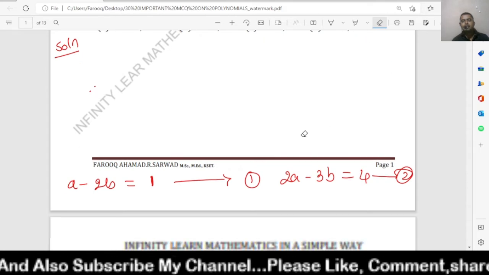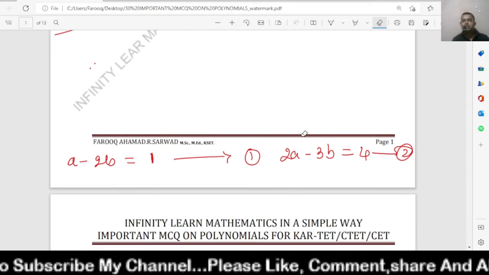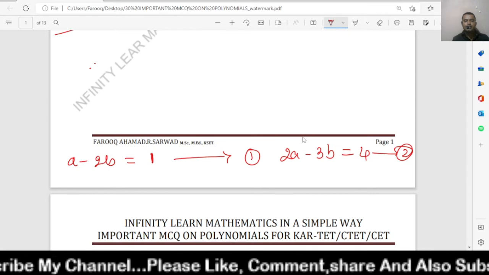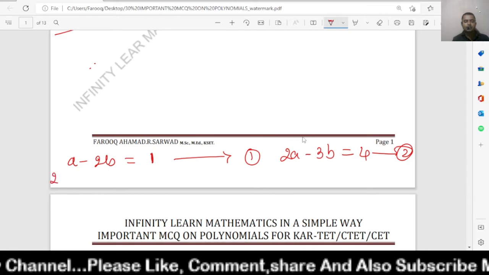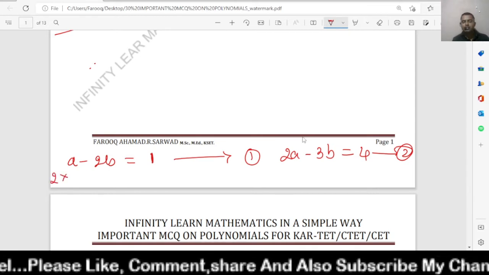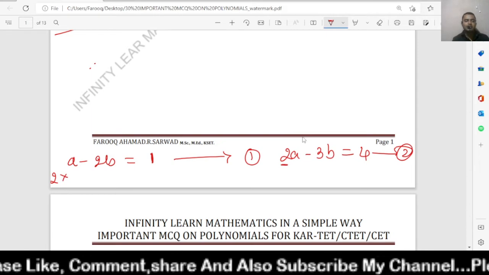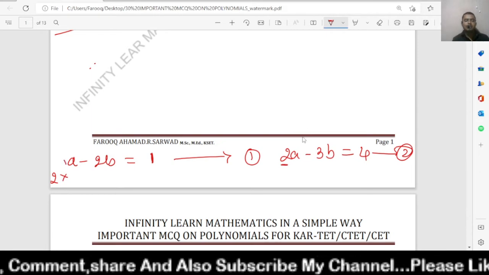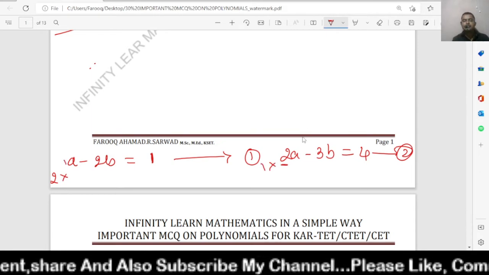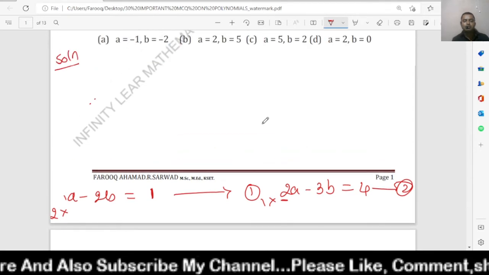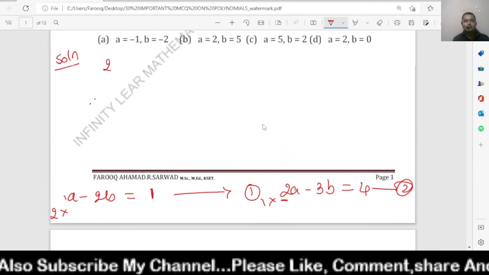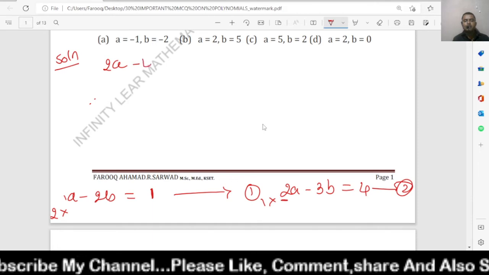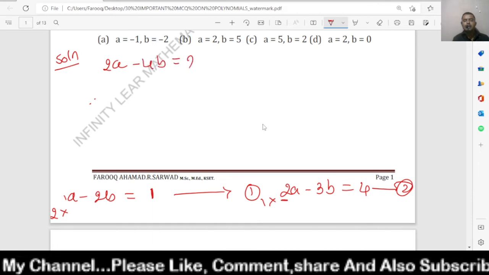So by using the elimination method, we are going to solve these two equations. Multiply 2 into this, and the coefficient of a is what here? 1. That is 1 into this. So 2 into a is what? 2a. 2 2s are 4b. 2 1s are 2.